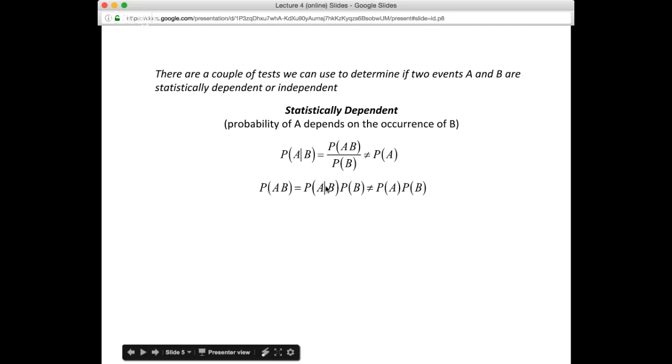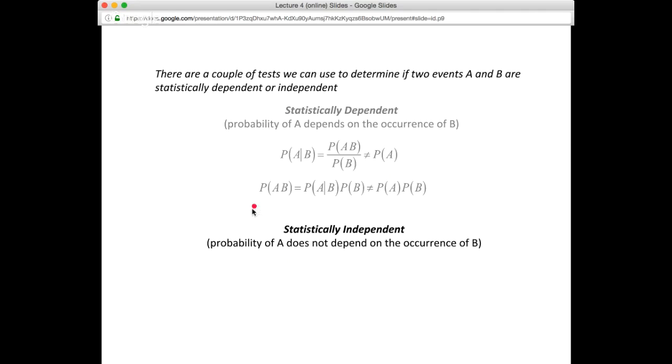And exactly what we said here, if they are statistically dependent, then we can't just replace this conditional probability with probability A. And that implies, let me grab my little pointer, that the probability of A intersect B is not going to be equal just to the product of probability A and probability B in the event that we have two events which are statistically dependent. So that's another test. Conversely, if we have two events which are statistically independent, that is, the probability of A does not depend on the occurrence of B, then this conditional probability just has to be equal to the probability of A.